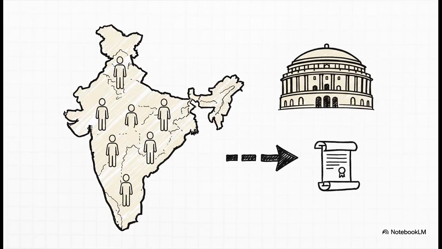Okay, so once the territory is defined, the next question is, who are the people? Part 2, that's Articles 5 through 11, lays out who is considered a citizen when the Constitution was adopted. But the really important thing to remember for today is Article 11, which gives Parliament the ongoing power to make laws about who is and who isn't a citizen.